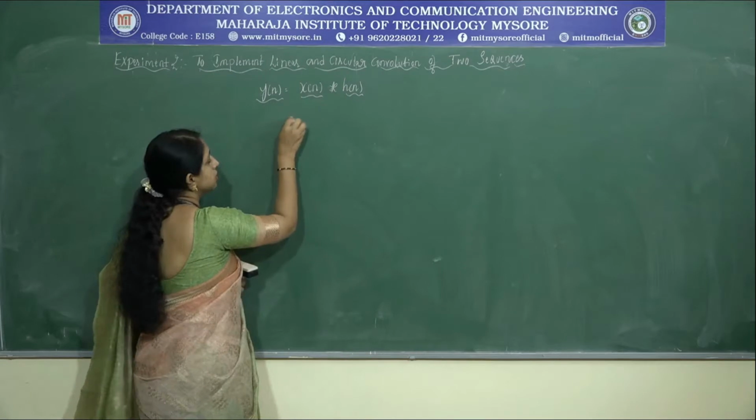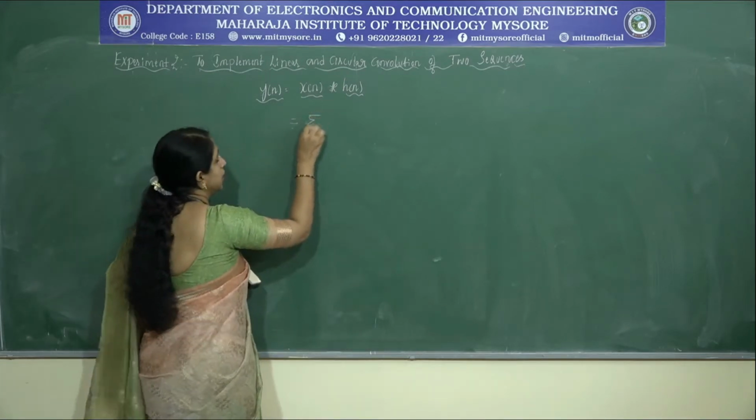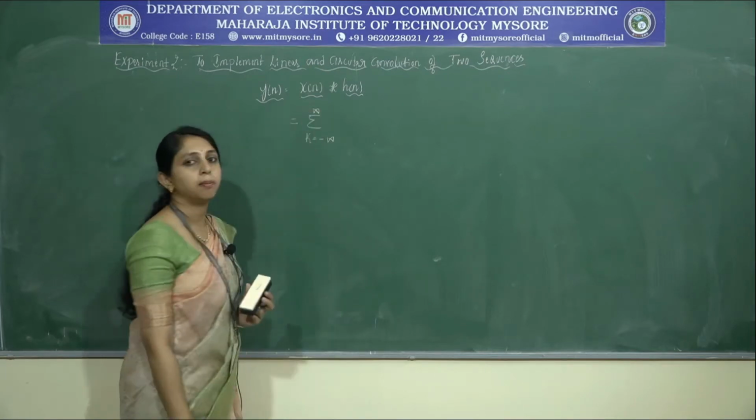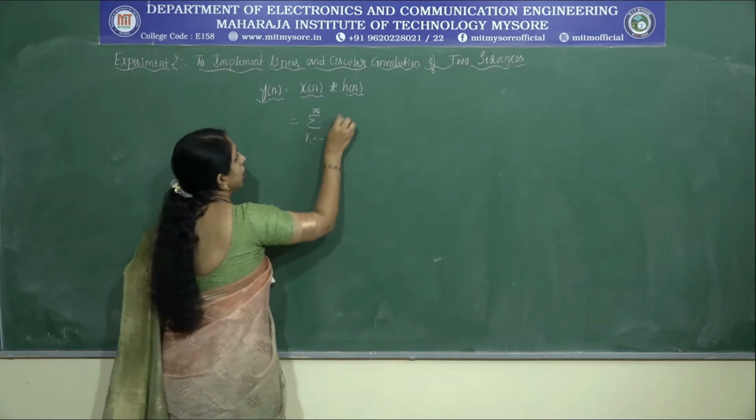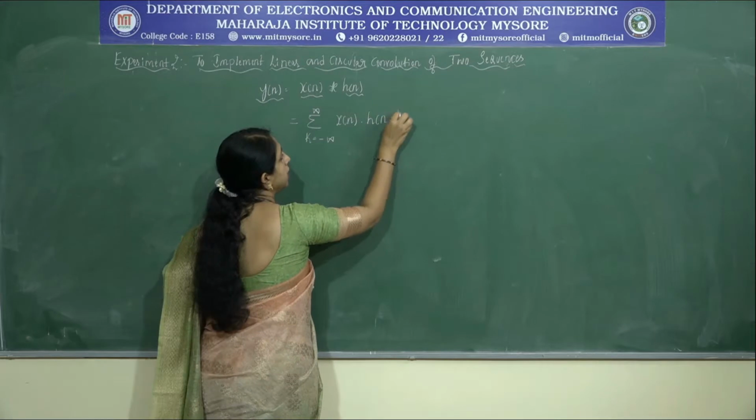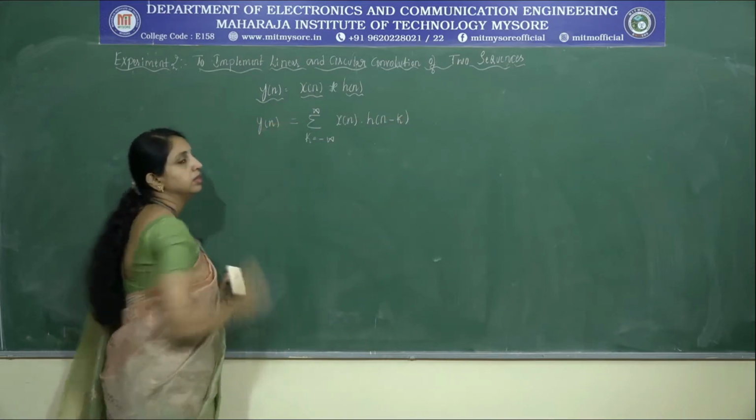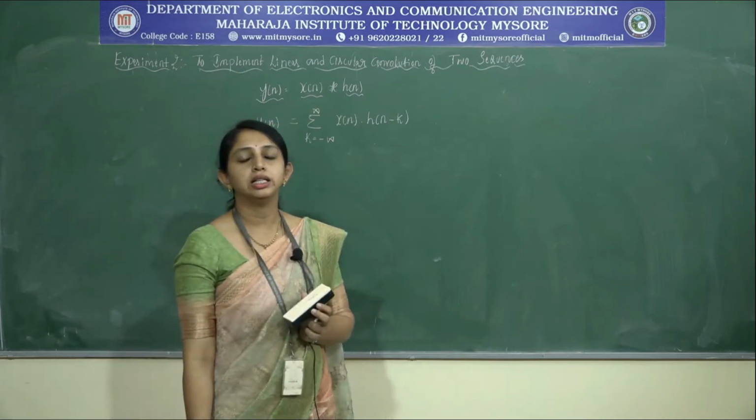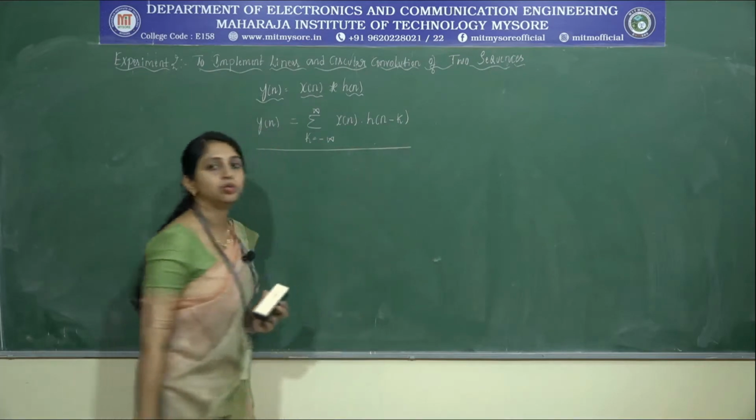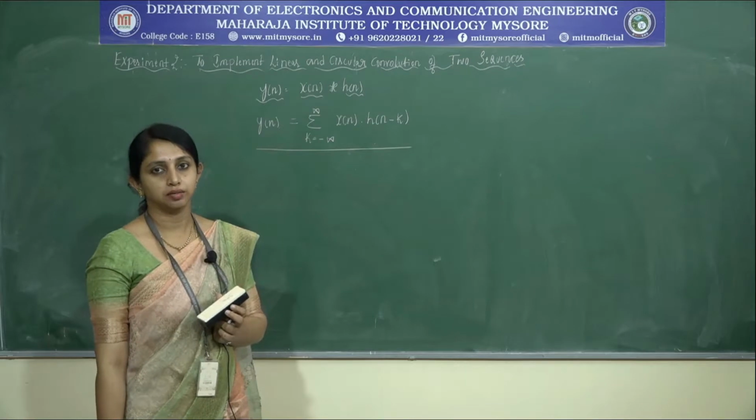If you expand this equation, you can write it as summation k is equal to minus infinity to plus infinity x of k into h of n minus k. So, this is the equation for linear convolution. Now, by substituting values into this equation, we can get the output of linear convolution.